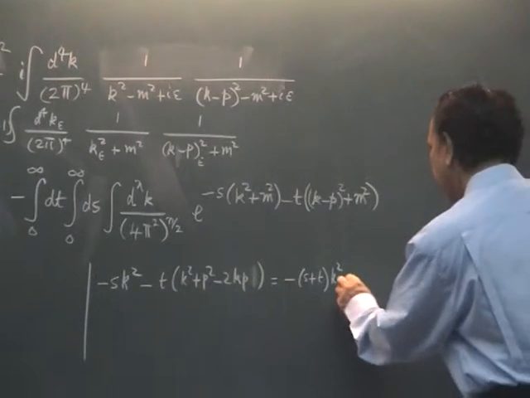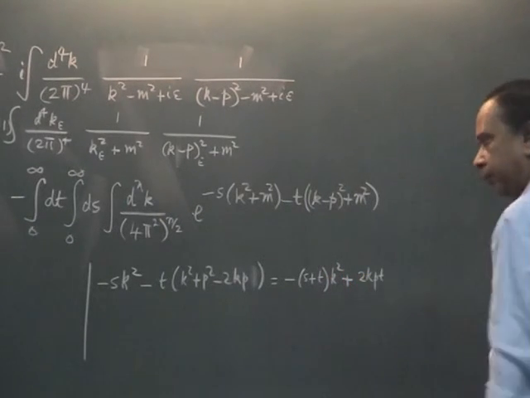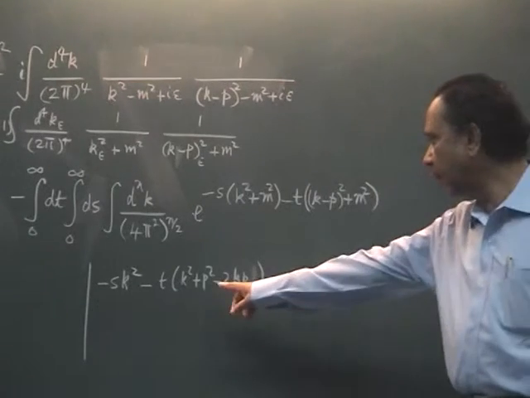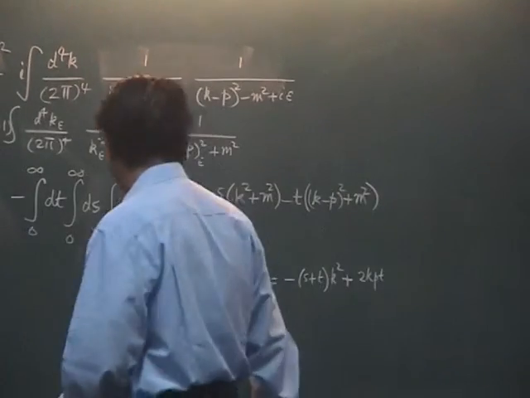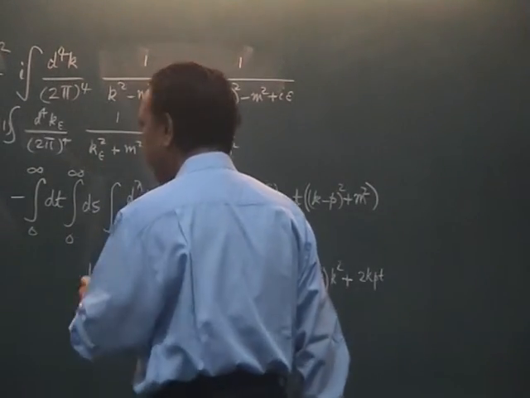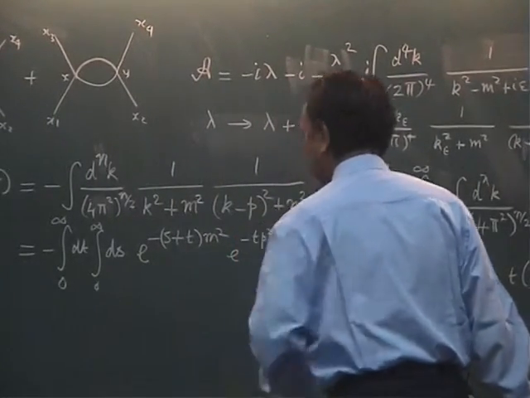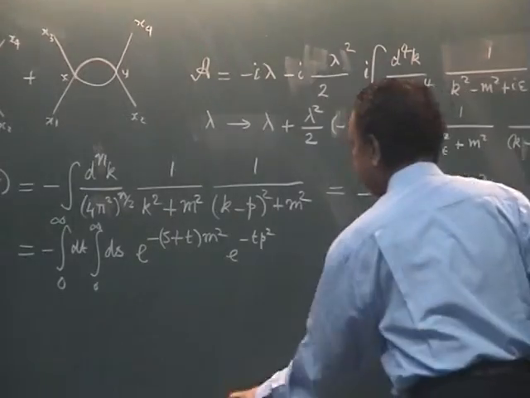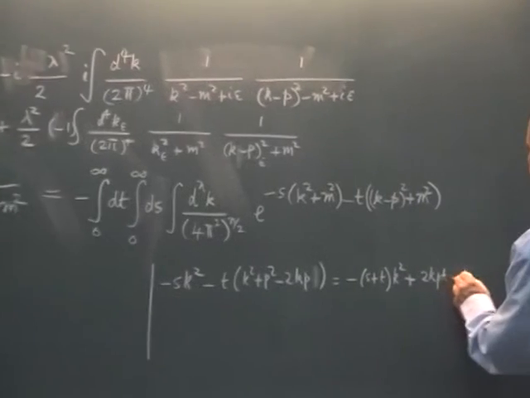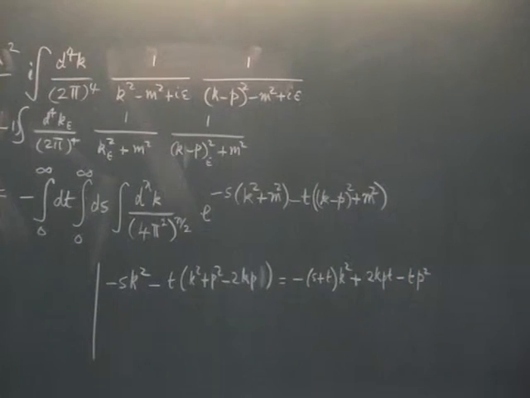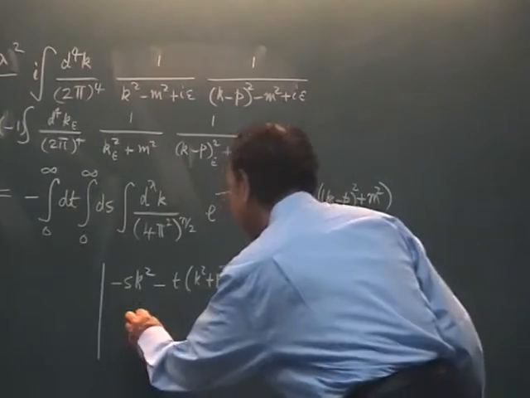Then I seem to get 2kpt. Then I have a minus t p square. Okay, so let us keep the minus t p square here. No, actually that will combine with something, so it is better to keep it together. Okay, minus t p square. So let me just write it out. Okay, it is easier to do this. So this is just an expansion of that. So we want to complete the square.